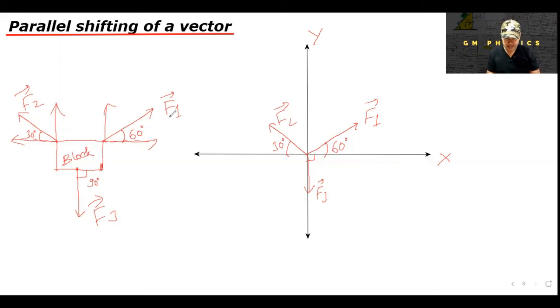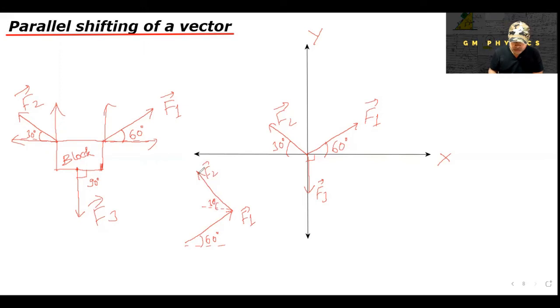Like in this case, I'll keep my F1 vector. I'm keeping it parallel. I'm not changing its orientation. I have tried to make it exactly parallel. This is F1 vector, right? I'll bring this F2 vector here, keeping it at the same angle. This is my F2 vector, making 30° with the horizontal. This is making 60° with the horizontal, right?